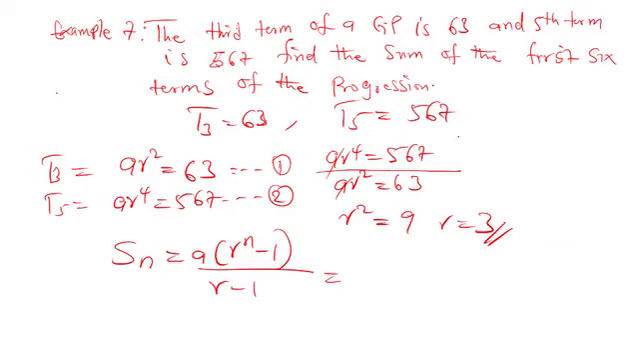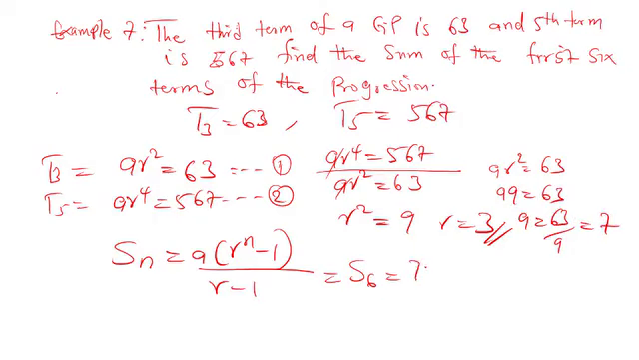So the sum of the first 6 terms, that's to say our n is 6. S6 is equal to... we can also get the first term from here, stating that ar^2 is equal to 63 and our r is 3. 3 squared here is 9. 9a is equal to 63. So our a is equal to 63 over 9, which is equal to 7.